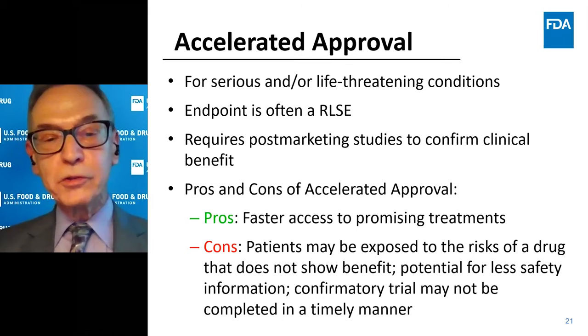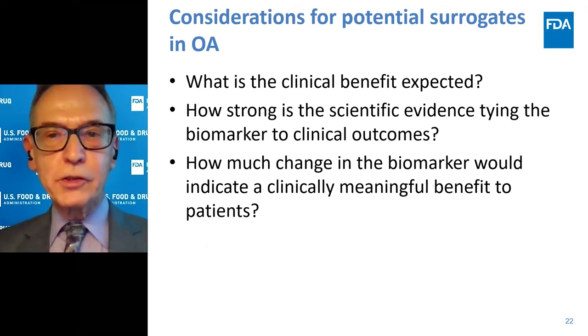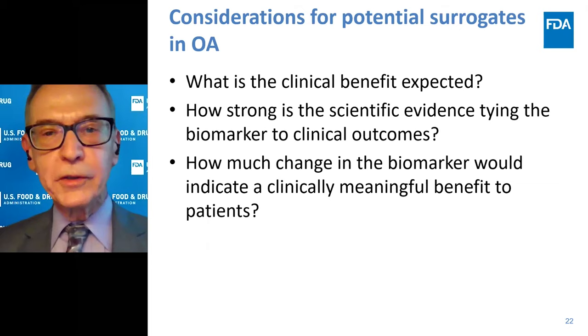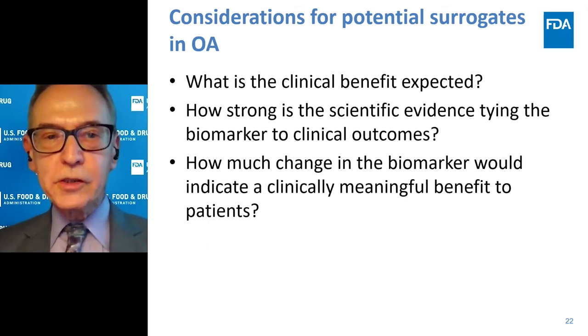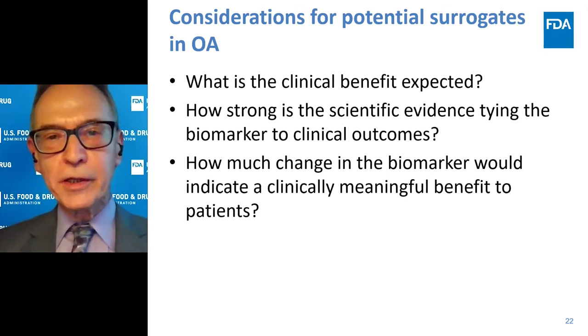So I'll leave you with a couple of considerations for the use of surrogate endpoints in osteoarthritis. You need to be very sure about what is the clinical benefit that's expected with this particular surrogate. We need to know how strong the scientific evidence is tying the biomarker to clinical outcomes. And we need to have a good understanding of how much change in the biomarker would indicate a clinically meaningful benefit for patients. Thank you.